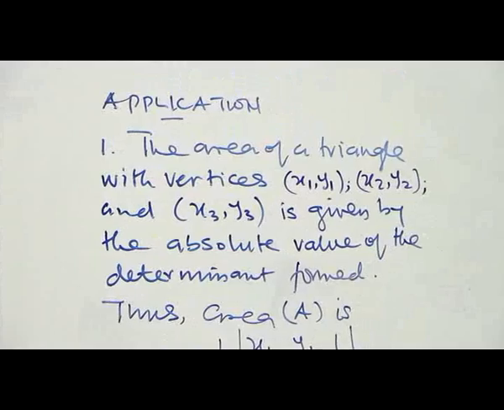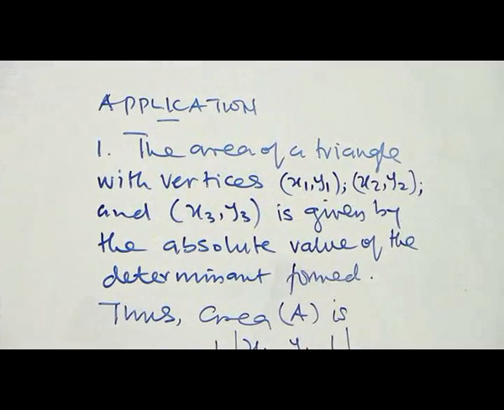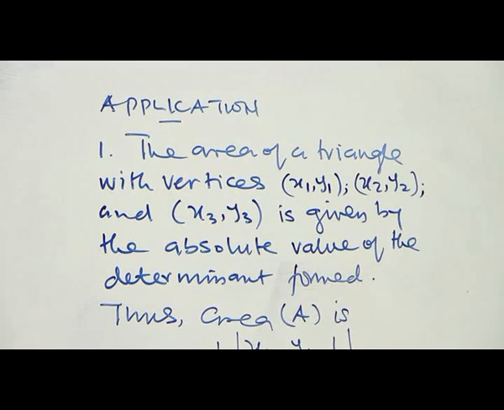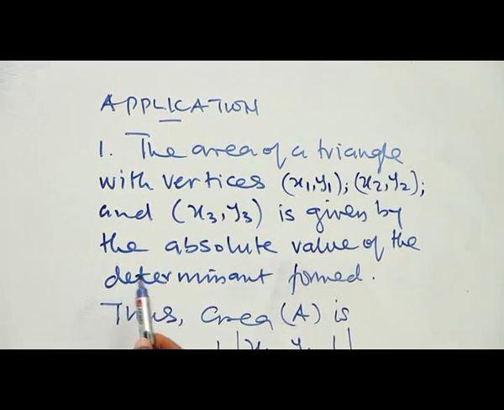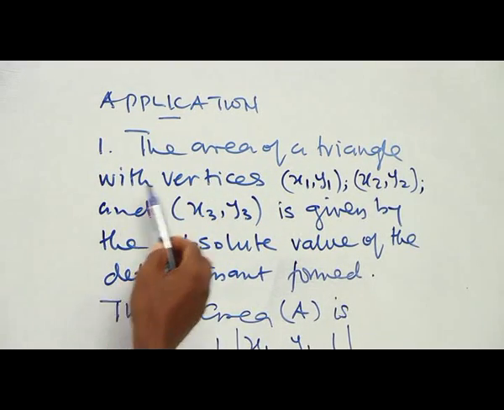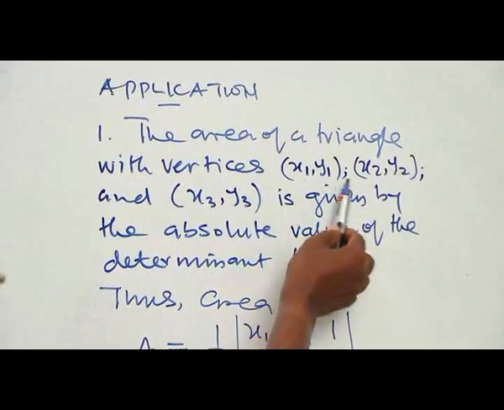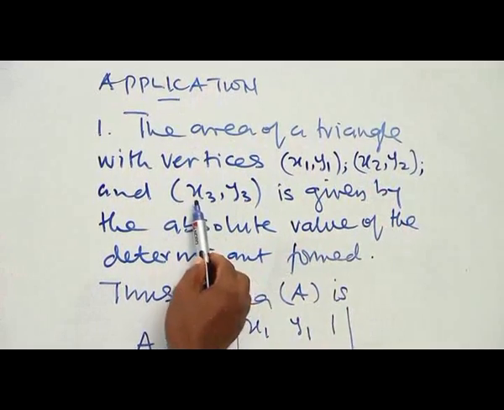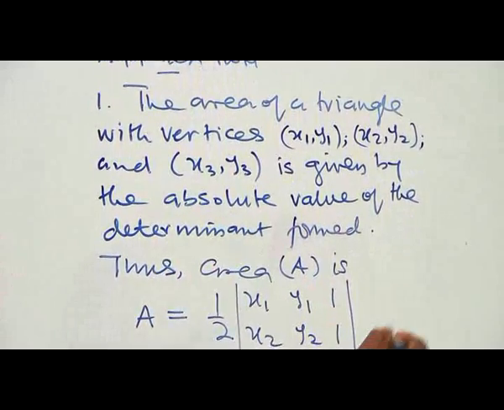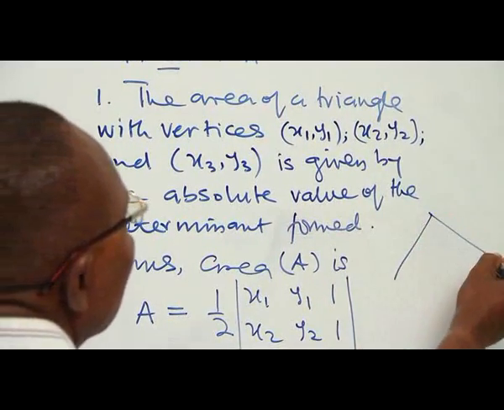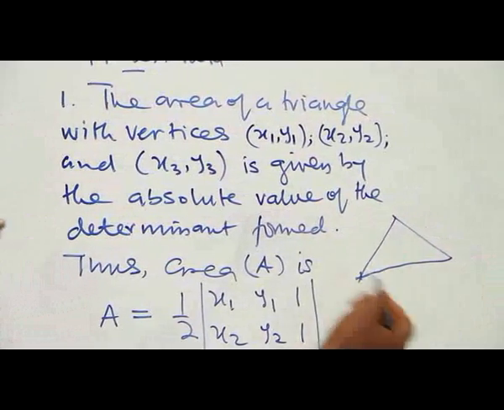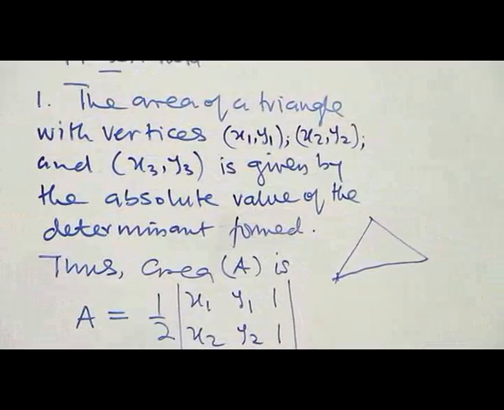Now, invariably, we look at the application area of the matrices. One of the application areas of matrices is looking at the area of a triangle with vertices (x1, y1), (x2, y2), (x3, y3). When you join the points together, you will have a triangle, maybe a triangle like this. Then you are asked to calculate the area of this triangle.